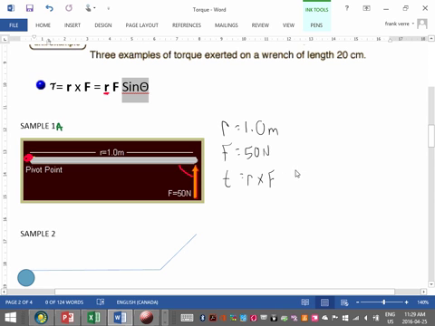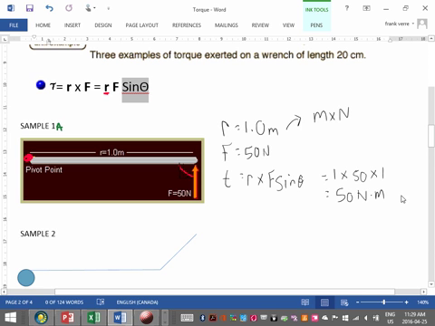Now the formula is R times F sine theta. But what would this angle be? That's 90. And what's the sine of 90? 1. So that's going to be 1 times 50 times 1. Now the radius is in meters. So let's look at the unit, okay? So it's going to be meters times a newton. So the answer in this case will be 50 newton meter.